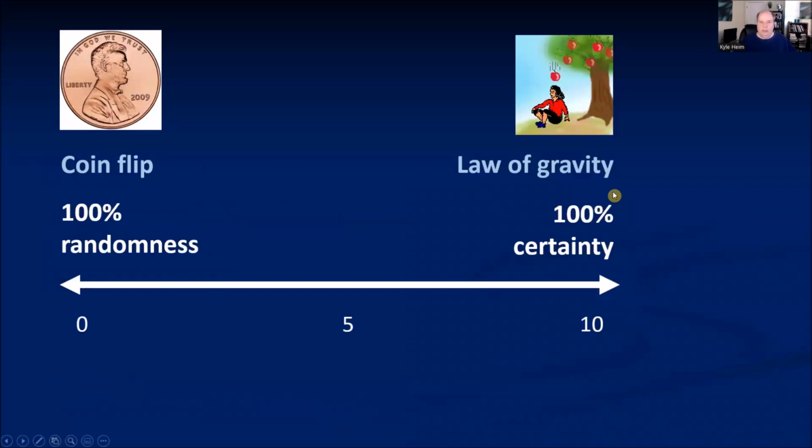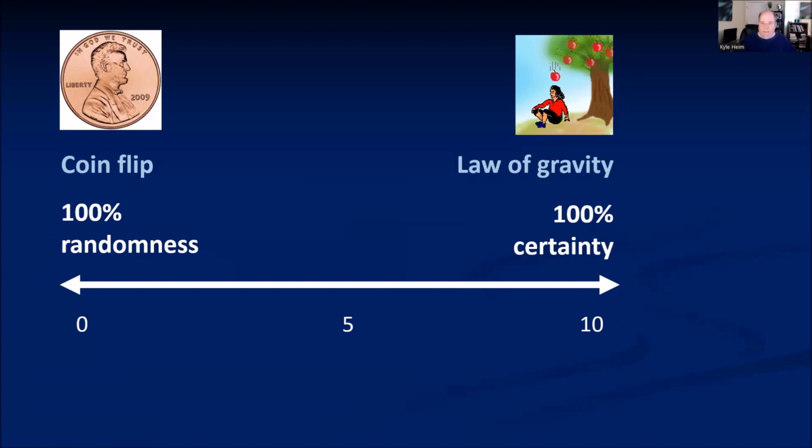we might talk about two extremes: behavior that is 100% random and behavior that is 100% certain. On one end of the spectrum, we have something like flipping a coin, which is always 100% random because you never know if the coin is going to come up heads or tails. It's always a 50-50 chance. Even if you flip a coin 10 times in a row, and all 10 times it comes up heads, on the 11th flip, it's still a 50-50 shot, heads or tails.